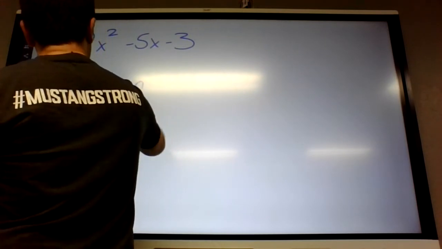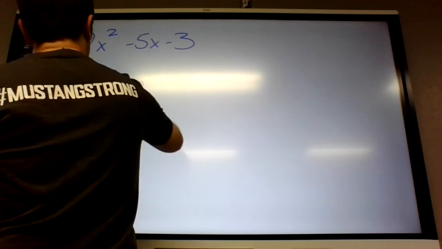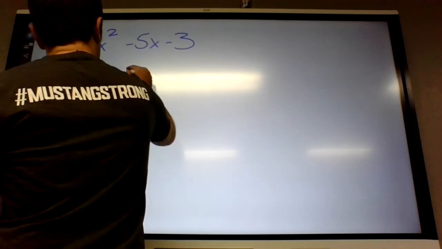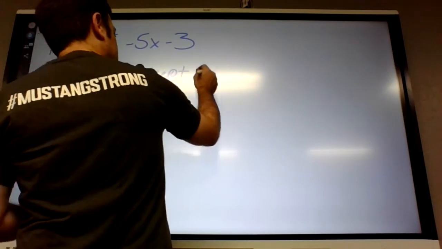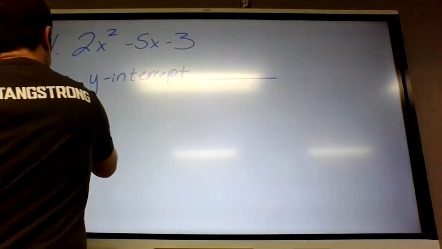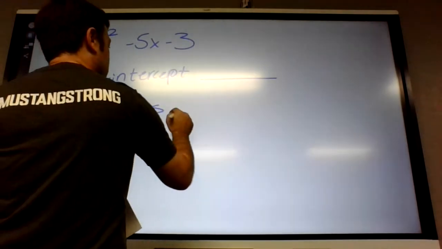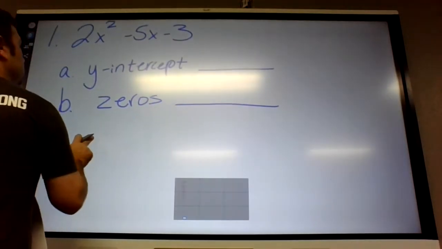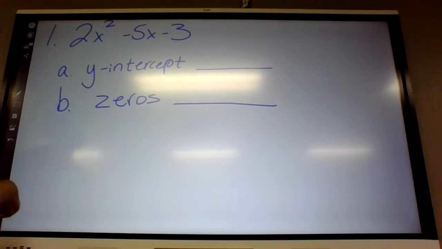A is find the y-intercept. Yeah, I'll put it over here. It's one of those things, if you know how to do it, it's easy. But you just have to know how to do it. So, A is find the y-intercept of the function, B is find the zeros of the function. We have done B a lot.